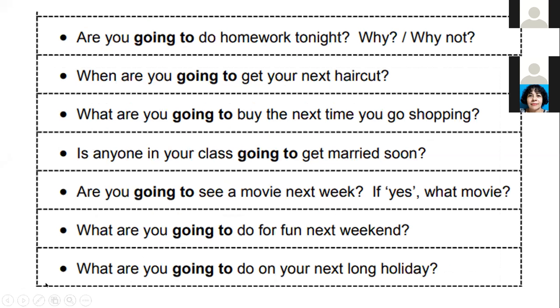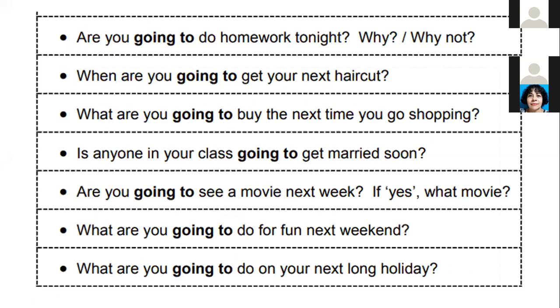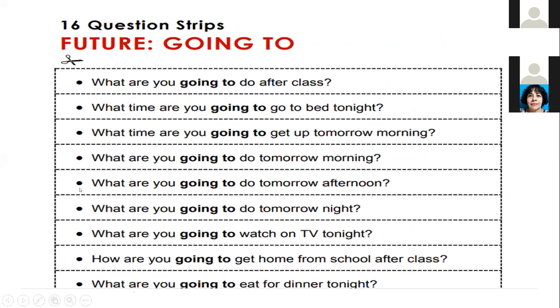So we can have WH words with going to, but we can also have questions using verb to be and going to, right? Remember that the questions with verb to be are normally yes/no questions sometimes. But the WH word questions, normally we have to provide more information because they are called information questions. So whenever you use going to, remember that we are talking about a very immediate future.